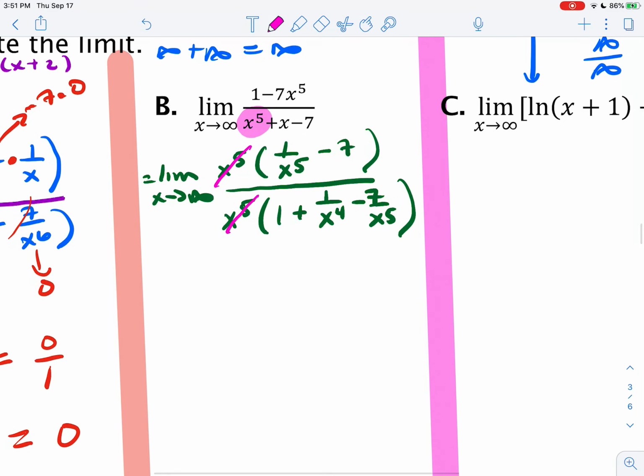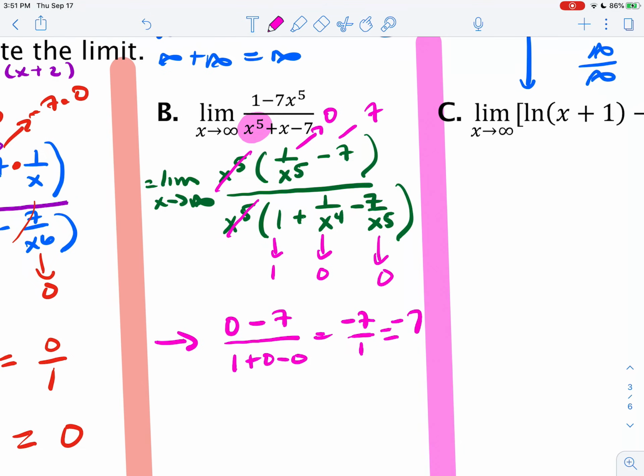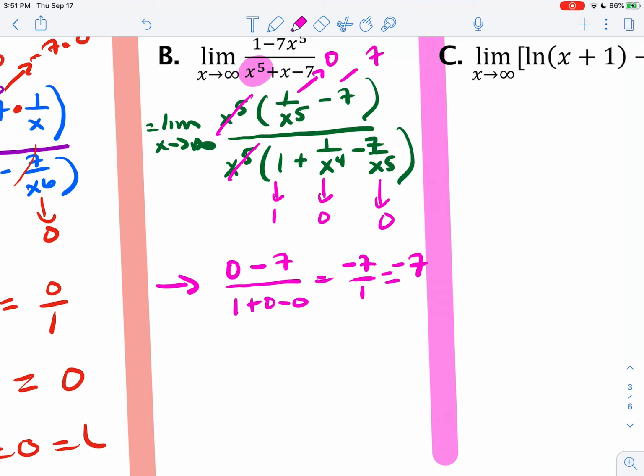I'm going to cancel my equal magnitudes of infinity, and now I'm going to use my limit laws and my new theorem. 1 over x to the fifth is going to 1 over infinity, and that's going to 0. And 7 is going to 7. 1 is going to 1. 1 over x to the fourth is going to 0. And 7 over x to the fifth is going to 0. So my function's limit as x goes to infinity is going to 0 minus 7 over 1 plus 0 minus 0, and that's equal to minus 7 over 1, which is equal to minus 7.